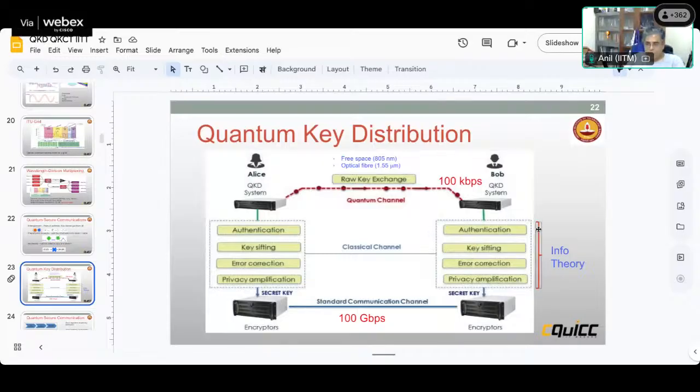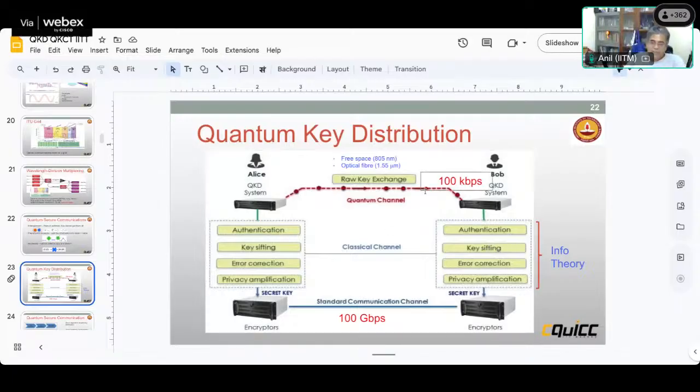There is this layer of authentication, which says, okay, the two parties, the transmit and the receive, are authentic. There is key sifting, which is if the transmit sends 100 photons, remember, I told you that the probability of receiving it is only 0.01. So transmit will send 100 photons, the receiver will receive 1 photon. Which of those 100 did the receiver receive? That is the process called key sifting.